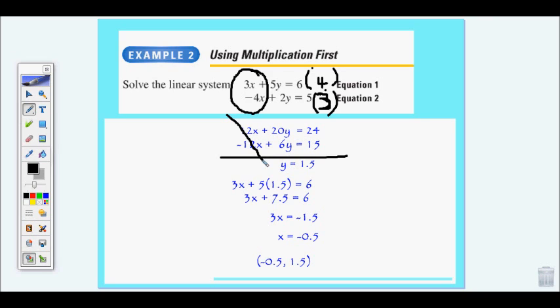It looks like I skipped a little step here. I would get 20y plus 6y, which gives me 26y. I think just because I was having some trouble with my writing, I went ahead and typed some. So let me see if I can write it in there clearly enough for you. So my next step would have been 26y equals 39.